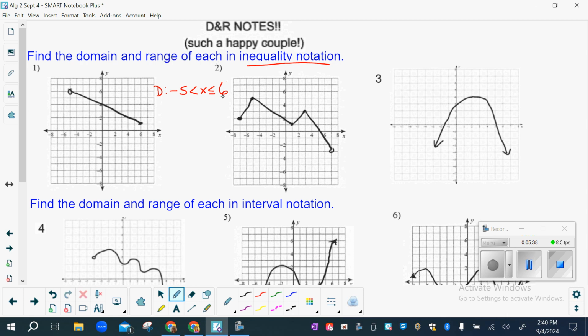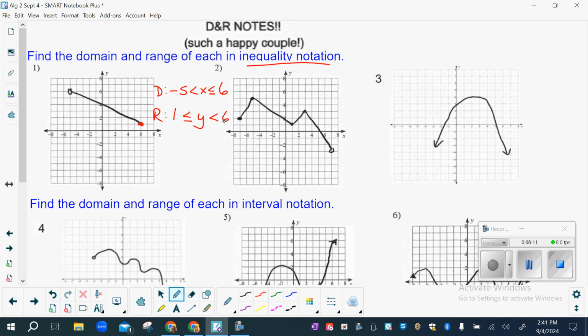Okay, so now we're going to do the range. Range is which direction? Up and down. So down would be the smaller values. What's the smallest value on the bottom? 1. And it is less than or equal to because it is a closed point. And then what's my highest y value? 6. Less than 6 or less than or equal to? Less than because it is an open circle.